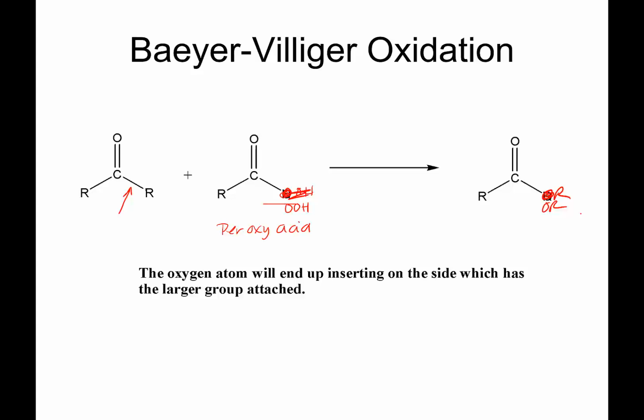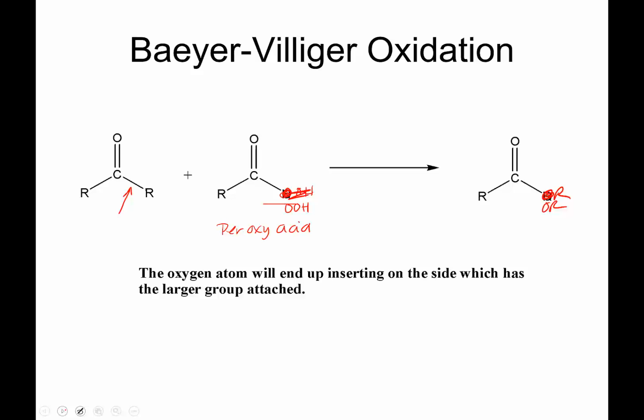So you might say, what would you use that for? And one thing is that we do have a regioselectivity here. The oxygen atom will end up inserting on the side which has the larger group attached. And that's because of the mechanism which we're not going to get into. So there is a regioselectivity here in terms of which side of the carbonyl we add to.